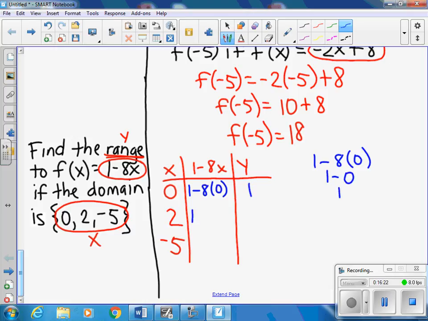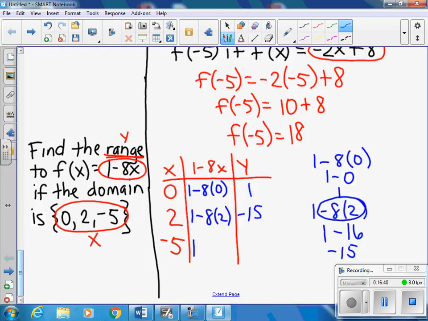Then we'll take and plug in 2. 1 minus 8 times 2, right? So then it's 1 minus 8 times 2. You're going to multiply first right here. Negative 8 times 2 is minus 16, or negative 16. Bring the 1 down. 1 minus 16 is negative 15, so that means negative 15 goes right here.